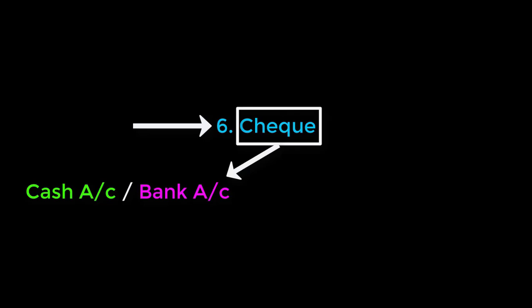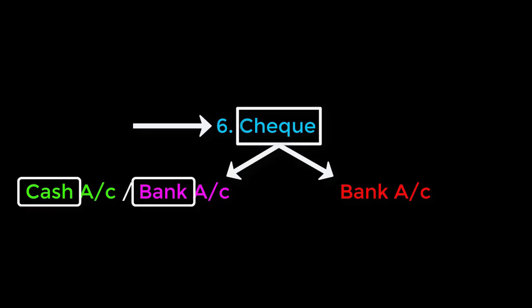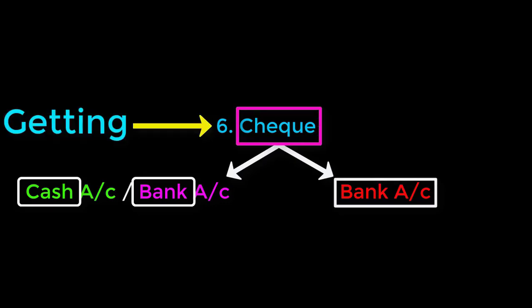Number 6. The word check is not acceptable for passing journal entries. Instead of the word check, you will have to write either cash account or bank account, or only bank account. Now the question is, when will you have to use either cash or bank account, or when will you have to use only bank account? For getting a check, the name of the account will be either cash account or bank account.